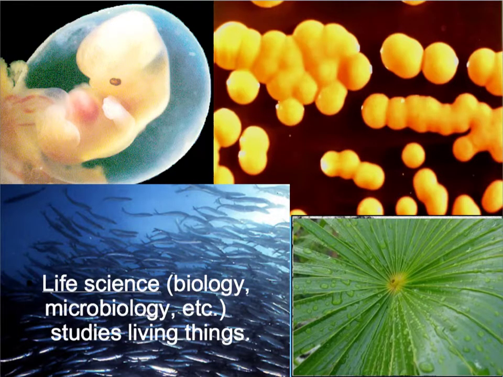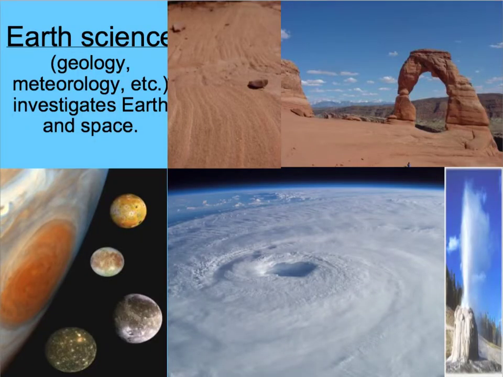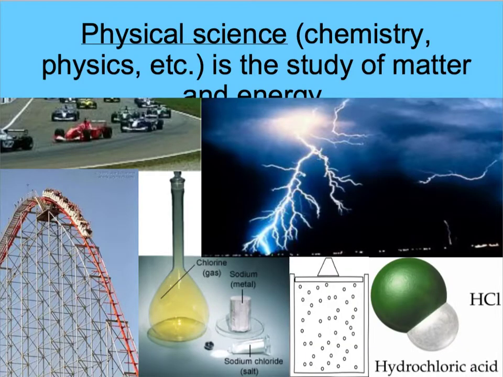So life science, like biology or microbiology, we're observing and investigating living things. In earth sciences, like geology and meteorology, we're looking at the Earth's crust, the rock formations, the planets, the weather. So we're observing and we're investigating those things. For physical science, we are observing and investigating matter and energy.